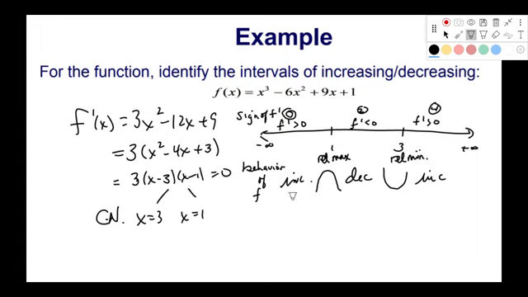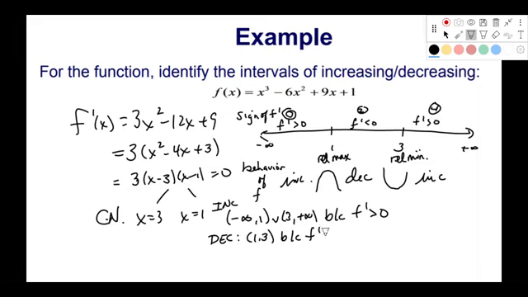So now I need to summarize my answer. You cannot use a number line on the exam as a response. Okay? Cannot use a number line on the AP exam as a response. You need to summarize what you have. So from negative infinity to 1 and from 3 to infinity, this graph is increasing. Why? Because f prime is greater than 0. There's your explanation. This graph is decreasing from 1 to 3 because f prime is negative, less than 0.